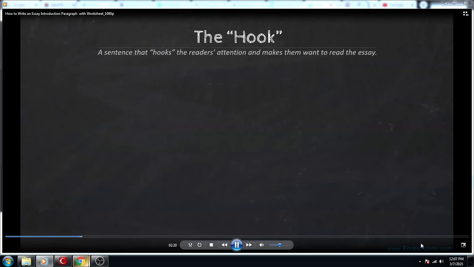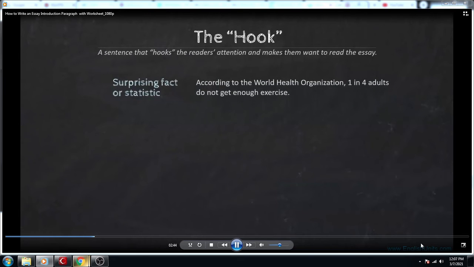We call the first sentence of an essay the hook because this sentence hooks or catches the reader's attention and makes them want to read more of your essay. There are many types of hooks, but I'm going to tell you about 5 hooks that I think are the easiest types to write, and I'm going to give you an example of each one. The first type is a surprising fact or statistic about your topic. Here's an example. According to the World Health Organization, 1 in 4 adults do not get enough exercise.